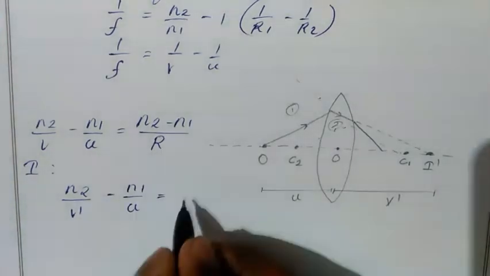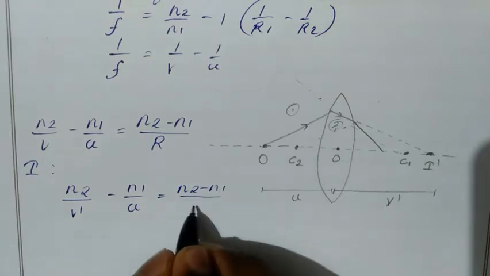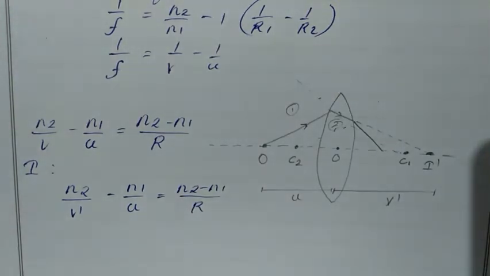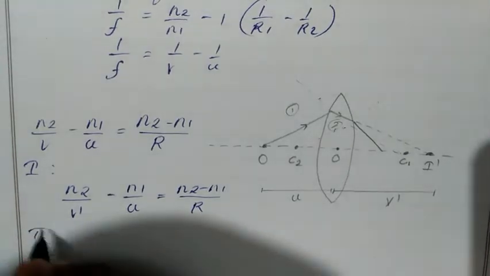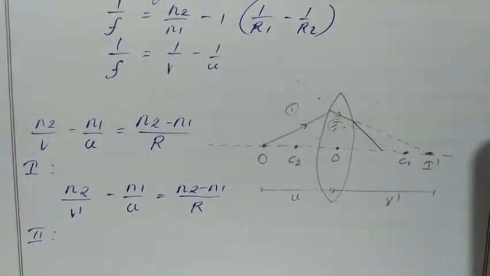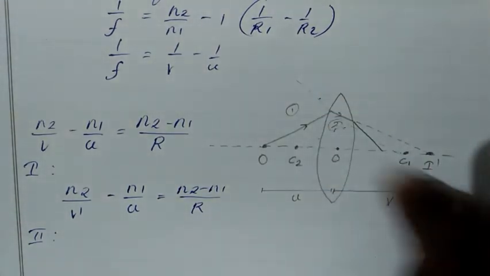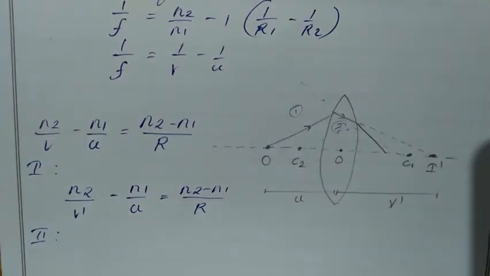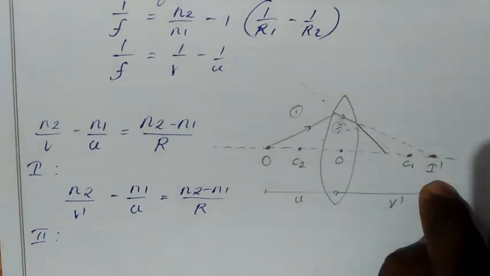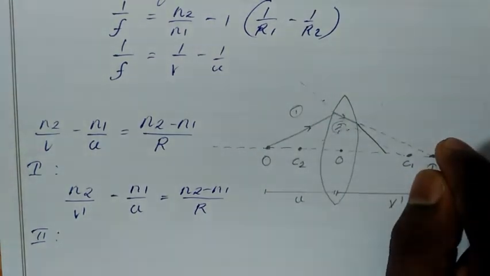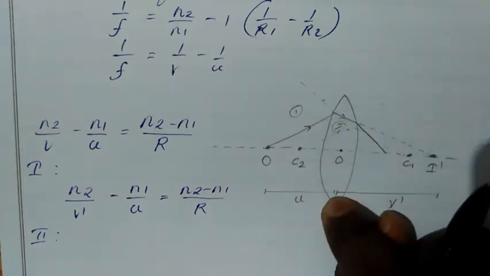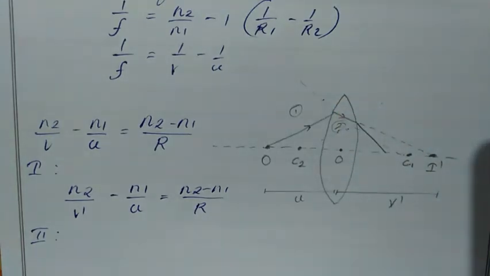Okay. Then n2 minus n1 divided by r for the first interface. Then come to the second interface. For the second interface, the image of the first spherical surface will behave as the object of the second spherical surface. So the image of the first spherical surface is I dash. This I dash will behave as the object of the second spherical surface. Clear?